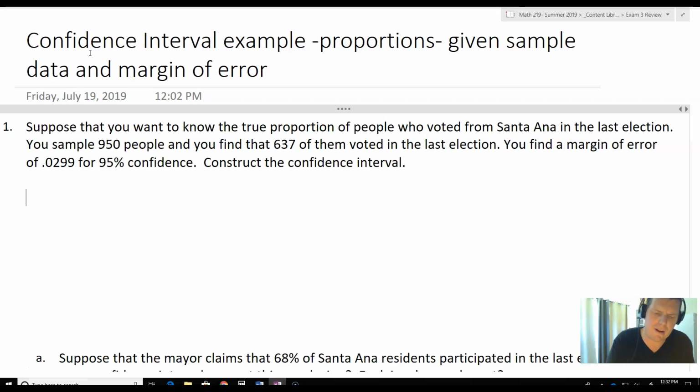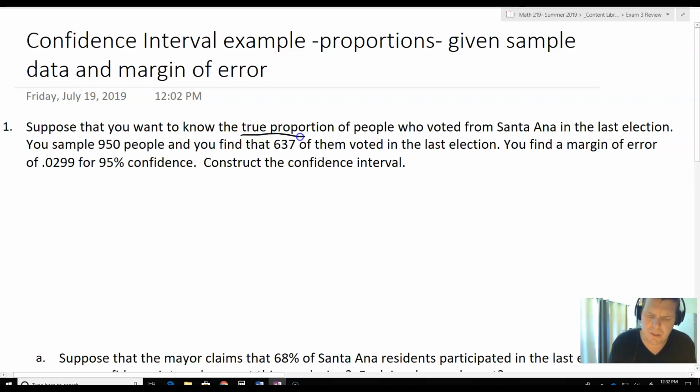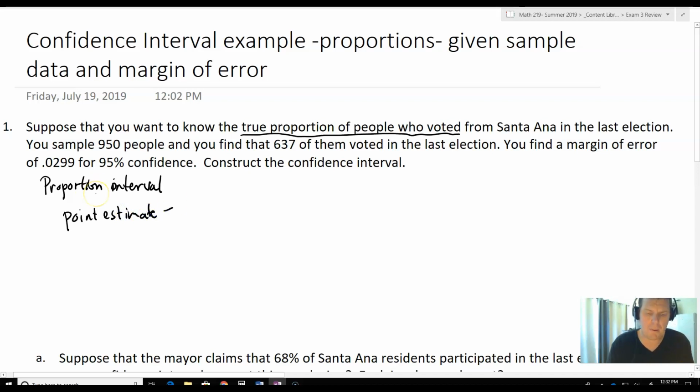So first I want to figure out what kind of interval I am constructing. I want one for a proportion. So I'm going to construct a proportion interval. And how do I know that? It says proportion. It's either going to say proportion or it'll say a percentage. So proportion interval. So my point estimate is going to be a p hat. That is a sample proportion. Okay, it goes along with our proportion interval.